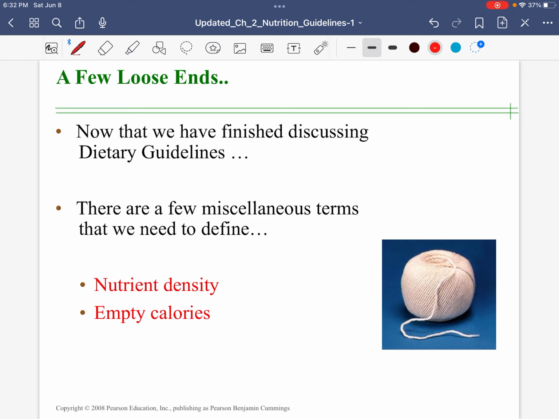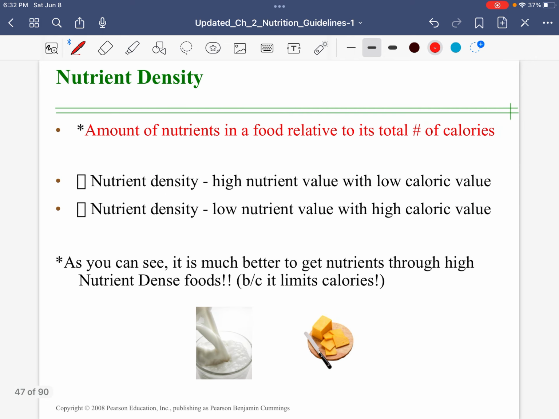So make sure you can define nutrient density and empty calories. Here we go. Nutrient density is the amount of nutrients in a food relative to its total number of calories. It's not just about total calories, folks. It's the amount of nutrients per calorie.